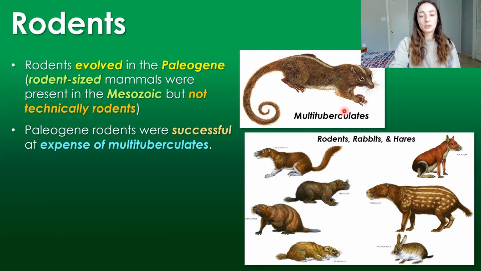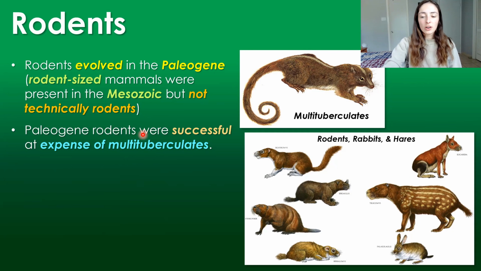These were called multituberculates, and there were a couple other mammal types in the Mesozoic, but these were the major group. And this multituberculate group actually was not very successful at the beginning of the Cenozoic. After the Cretaceous-Paleogene extinction, multituberculates were hit hard and declined rapidly, but during their decline, Paleogene rodents were very successful.